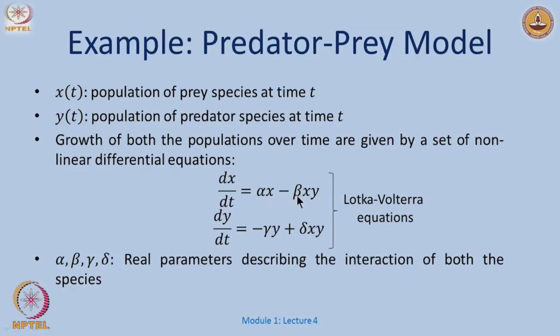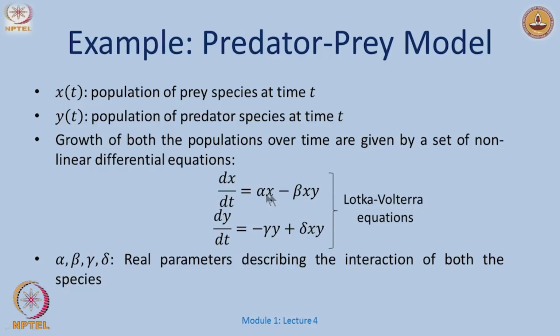The second term, minus beta xy, captures how their population decreases when they come in contact with the bigger fish, or the predator. Okay, this next expression, dy by dt, is minus gamma y, which means that the first term means that they will die in the absence of food. The second term captures the increase in their population when they come in contact with the prey, or the smaller fish, and how their population expresses.